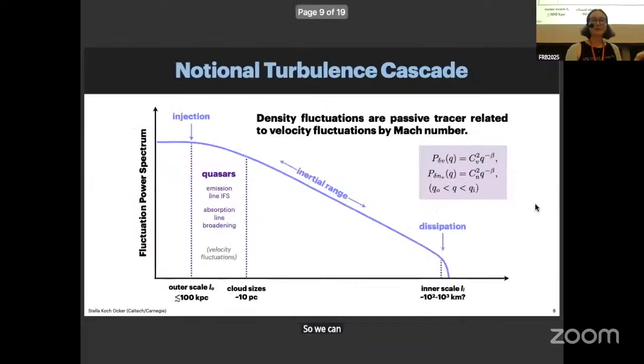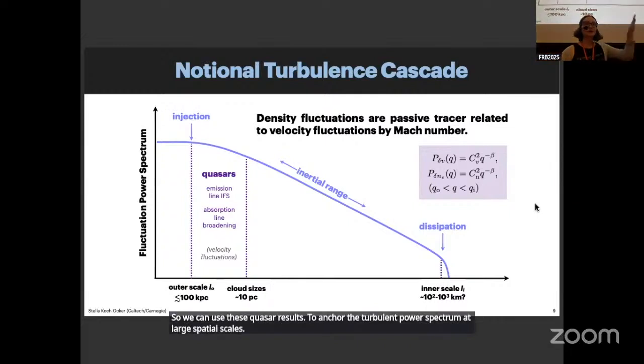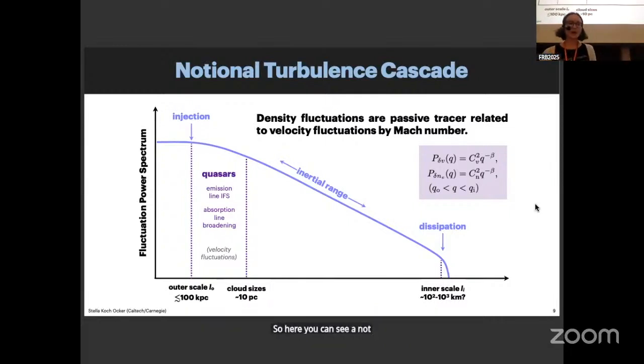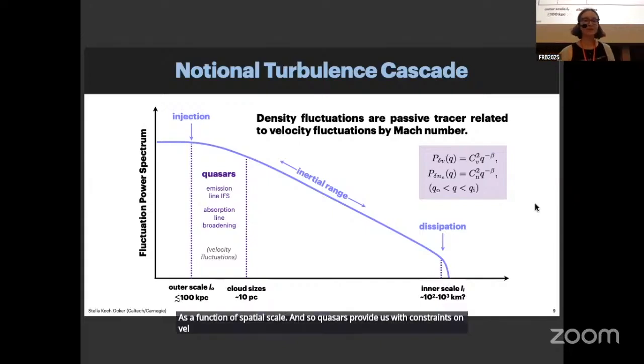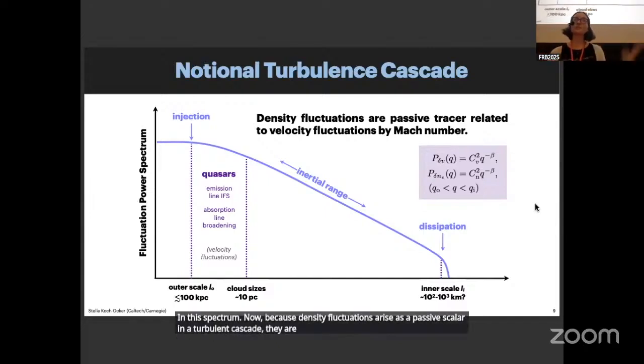So we can use these quasar results to anchor the turbulent power spectrum at large spatial scales. Here you can see a notional sketch of the fluctuation power spectrum as a function of spatial scale. Quasars provide us with constraints on velocity fluctuations at the largest spatial scales in this spectrum. Now, because density fluctuations arise as a passive scalar in a turbulent cascade, they are related to the velocity fluctuation spectrum by the Mach number.